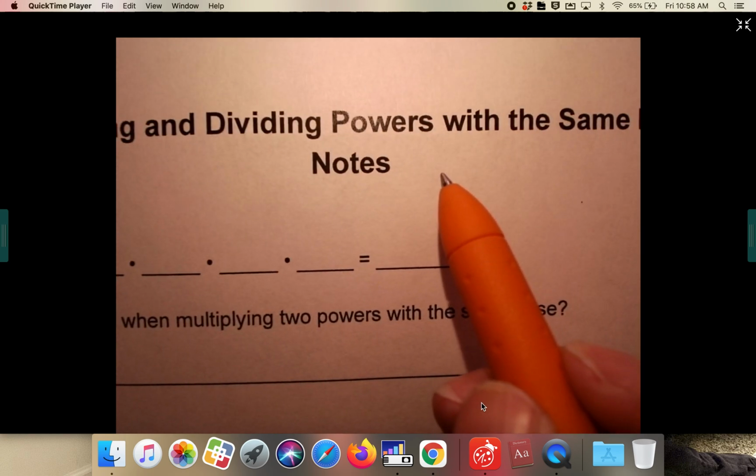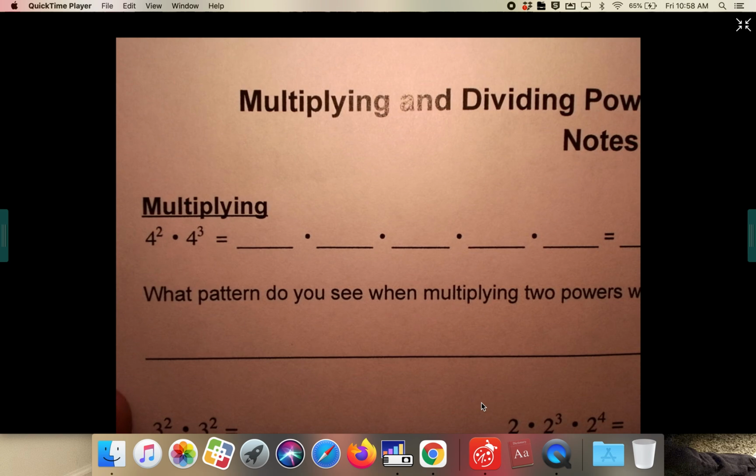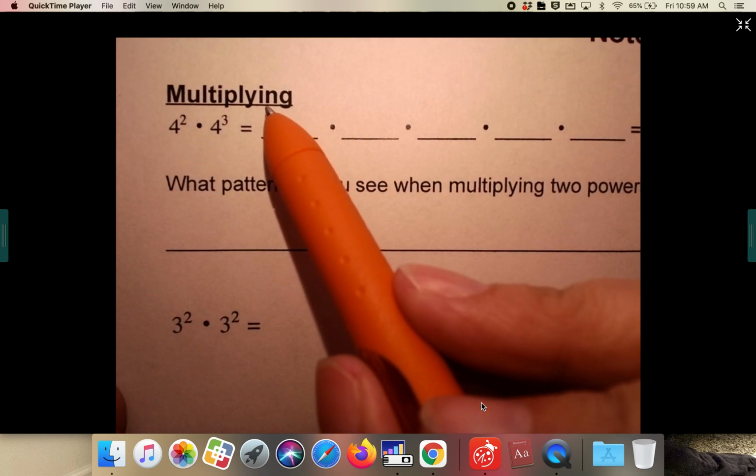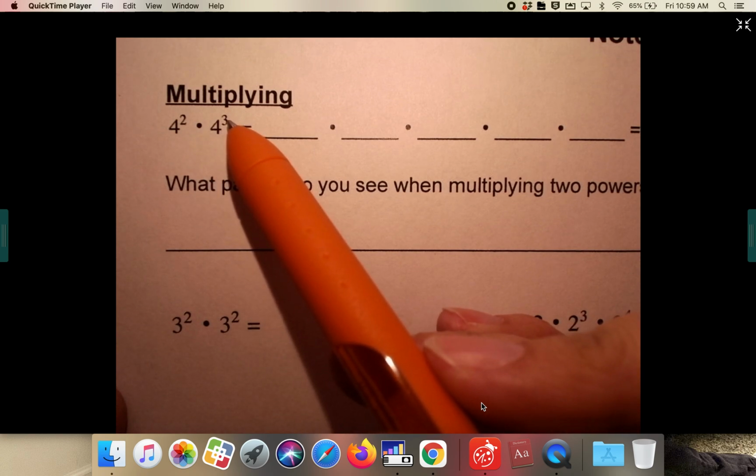Multiplying and dividing powers with the same base. So these are your notes. I want you to look at the first one. It is multiplying. This is 4 squared times 4 cubed.